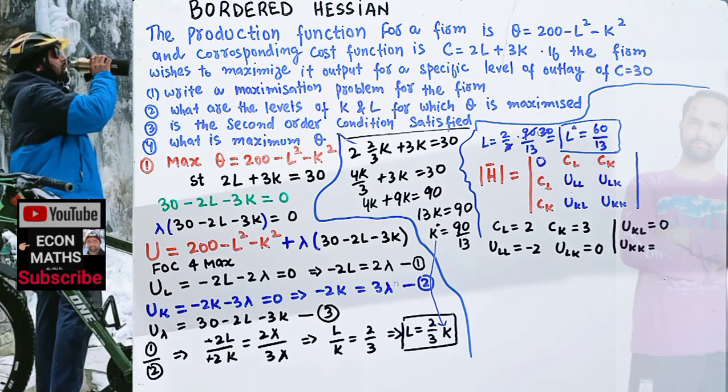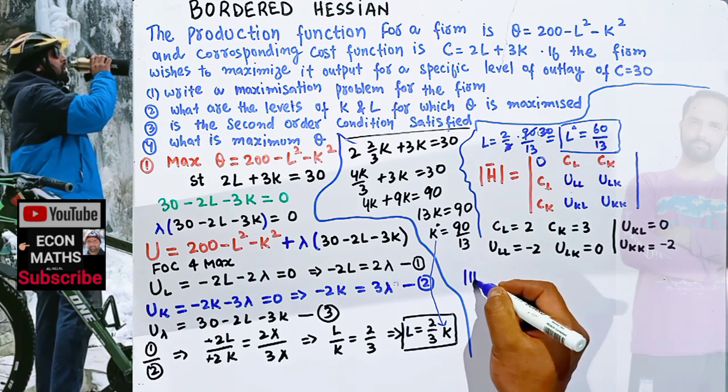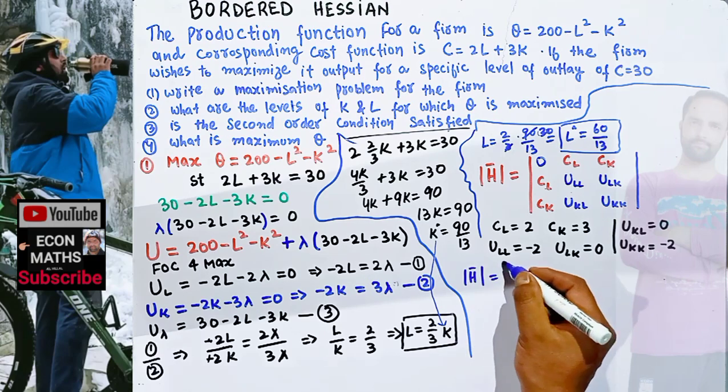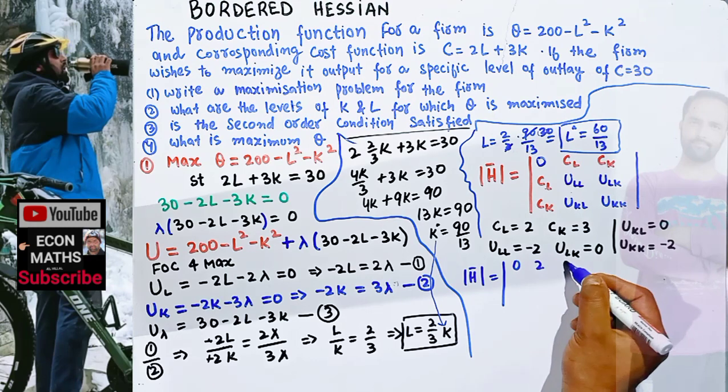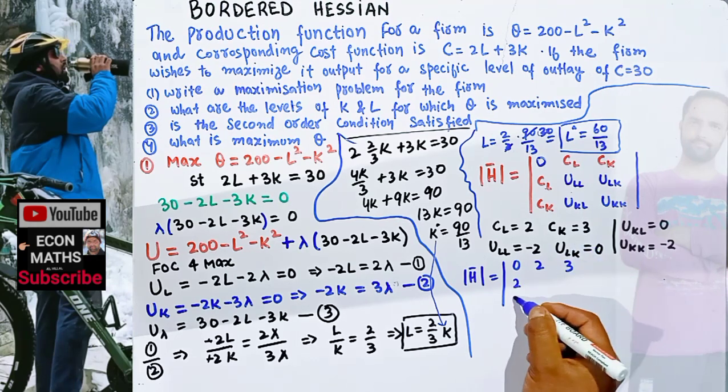Let me see if I have cleared it. Here we again get minus 2. So then what is our bordered Hessian? Our bordered Hessian is denoted by this, and we have 0 here, CL is 2, we have 3, then CK 2, 3.